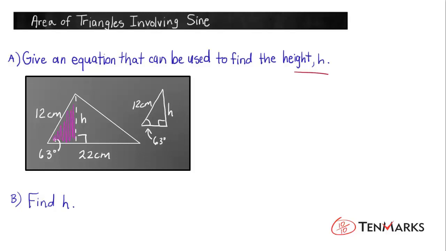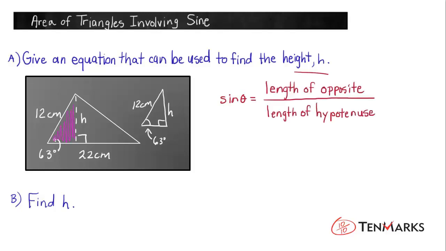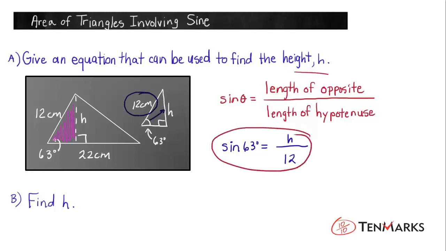Sine will work well for finding h in this case. The sine of any angle, so we'll write sine of theta, is going to equal the length of the opposite side over the length of the hypotenuse. So filling in what we have, we'll have the sine of 63 degrees is equal to the length of the opposite side, which is going to be h, divided by the length of the hypotenuse, and 12 centimeters is the length of our hypotenuse. This gives us an equation we can use to find h.